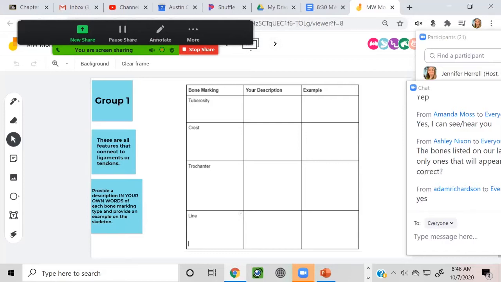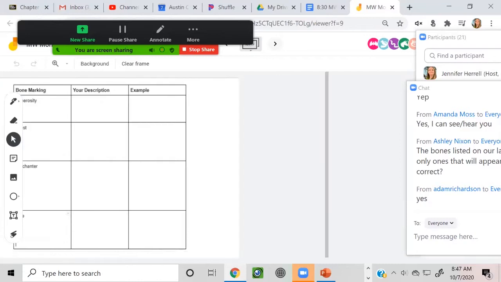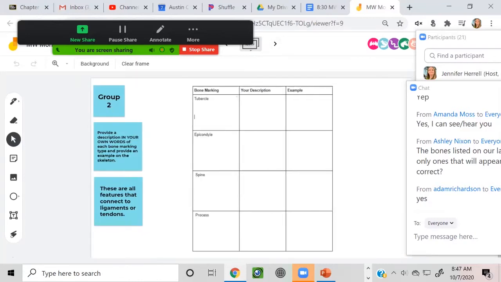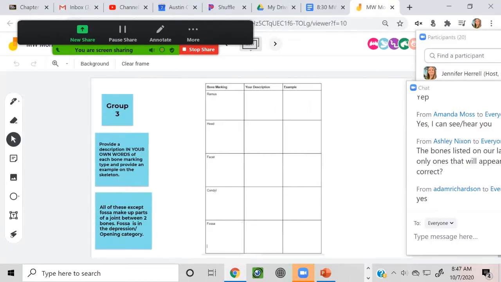Notice that these first ones are all prominences. These are all things that stick out of bones, but they have slightly different shapes. The second page, these guys all attach to ligaments and tendons. Oh, no, I'm lying. All of these guys on the third page make up a joint, except for this last guy on the bottom, fossa. I just stuck him on here so that the numbers of things would equal out.